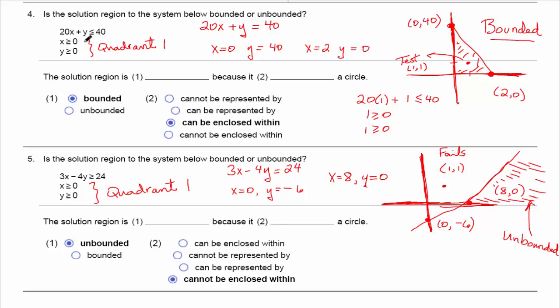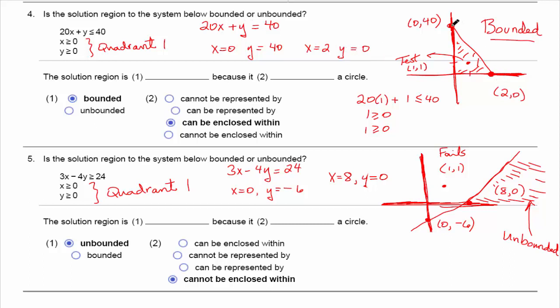The last two parts here say it's in quadrant 1. So here's quadrant 1. I have my line. I need to know, what does it look like? All right, so if x is 0, y is 40. If y is 0, x is 2 times 20, which is 40.